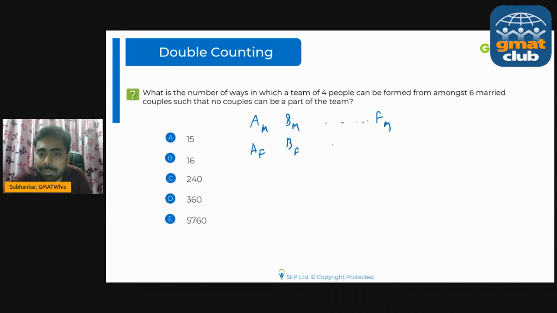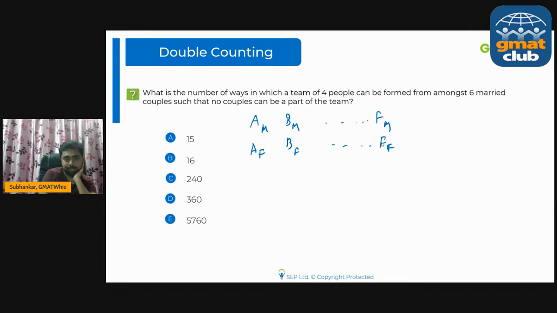So we have 12 people available to us, right? And then we form teams of four. In how many ways can we do that such that no couple can be part of the team? So basically we cannot select both the husband and the wife, both partners of a couple. We cannot select both of them, right? So that's the question.